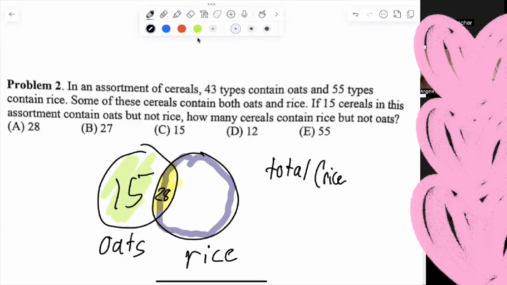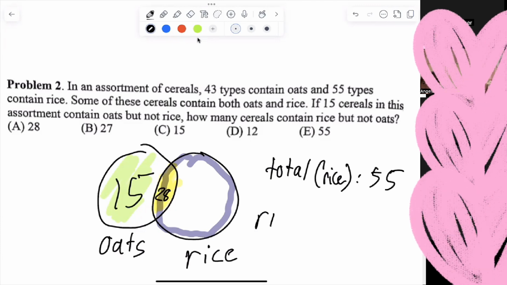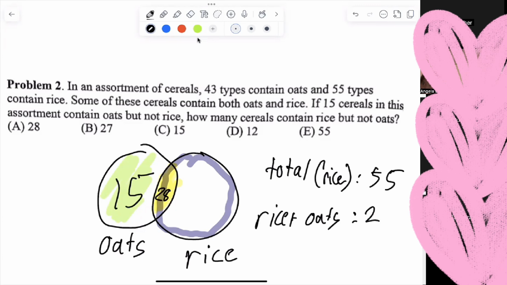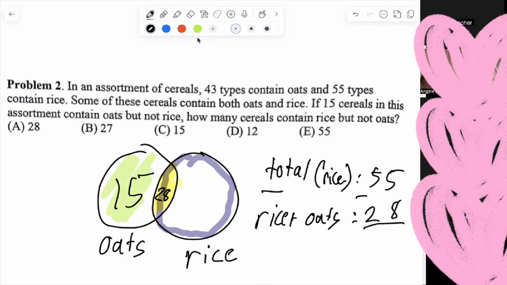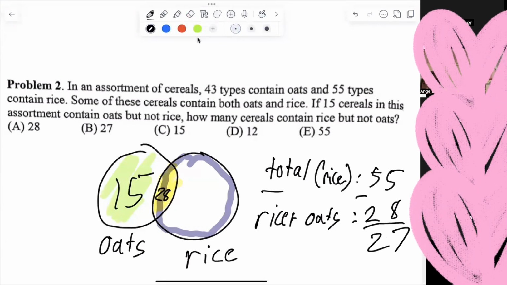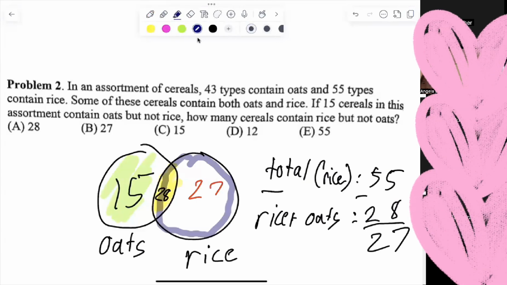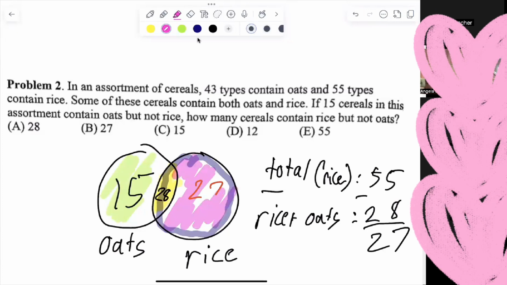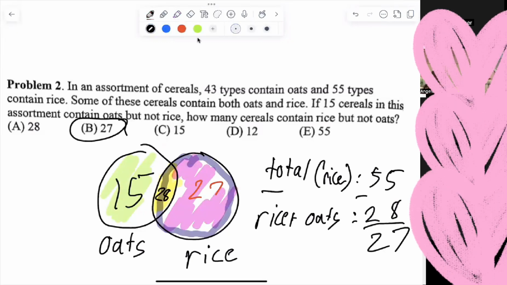rice is 55. Now, rice plus oats is 28. So from these two amounts, we just subtract, and we get 27. That's our answer. So we know that there's going to be 27 in the rice, but not oats, right? So the answer to this question is B.